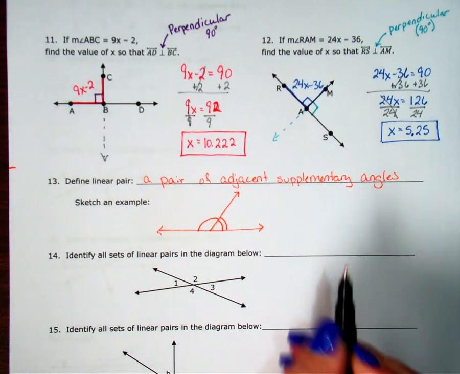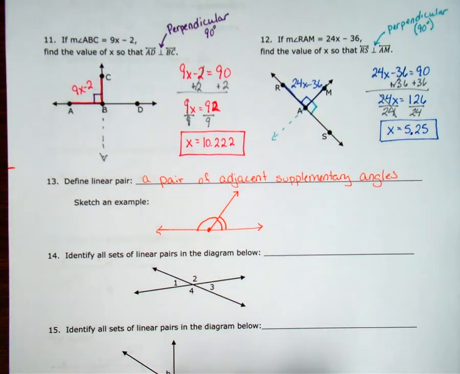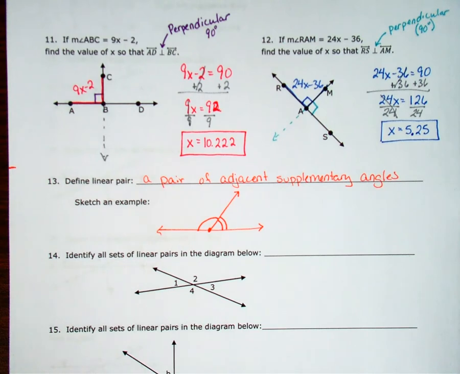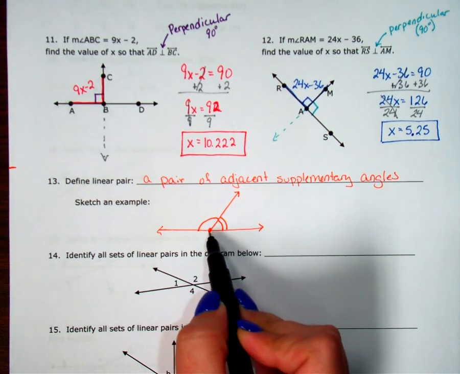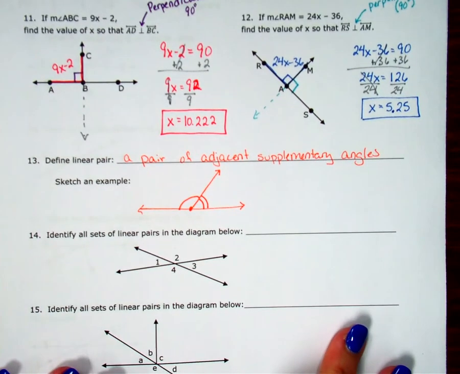A pair is two angles that are adjacent, right? They share this vertex, they share this side, they don't overlap, and they're supplementary. They add up to 180. They have to be adjacent to each other. They can't be split like just plain old supplementary angles. All right, my next question says identify all sets of linear pairs in the diagram below.